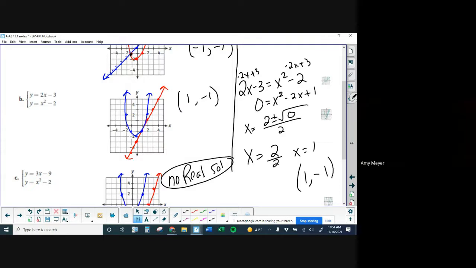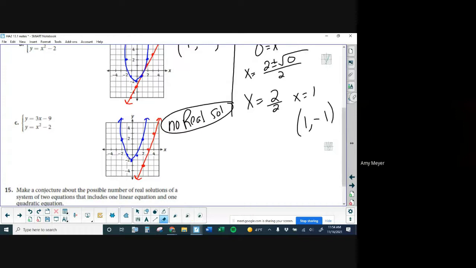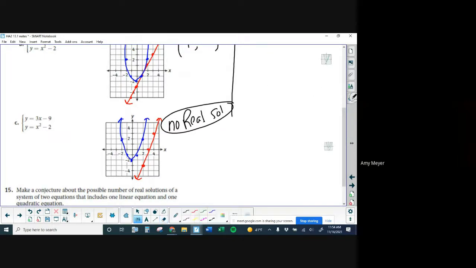What is going to happen to this last one when I solve it? What is my discriminant going to be? Negative. We don't know the number yet, but it's going to be negative. Let's try it. So again, we're solving. Let's substitute. That's y. Put it in for y.